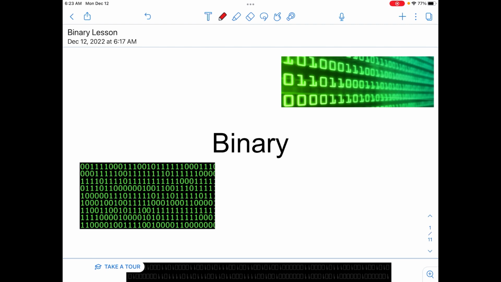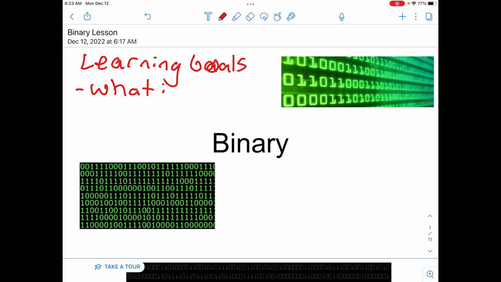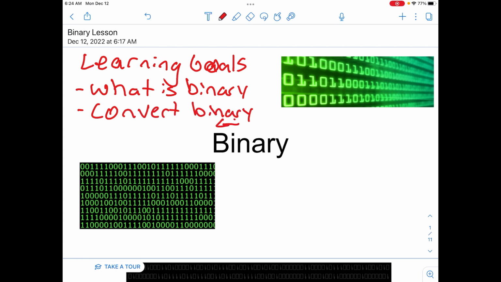As a student, what are our learning goals for this lesson? The first would be to understand what binary is. Right? What exactly is it? And then the second would be how to convert between binary and decimal numbers. That's pretty much what we'll go over today, and then talk about maybe why binary is useful as well.